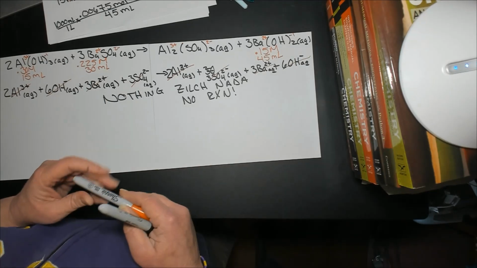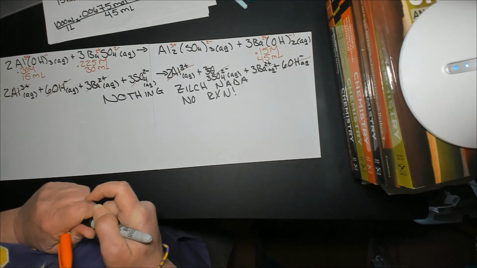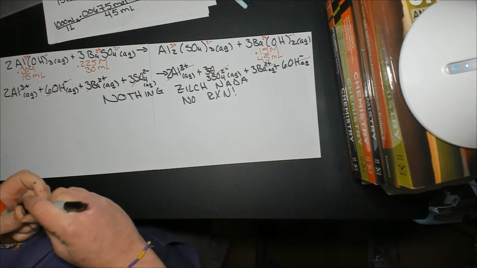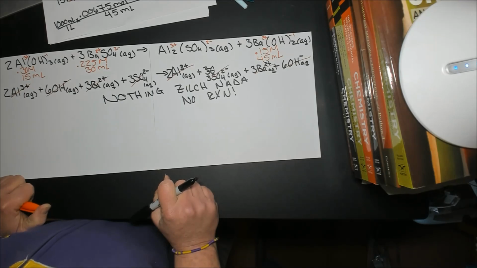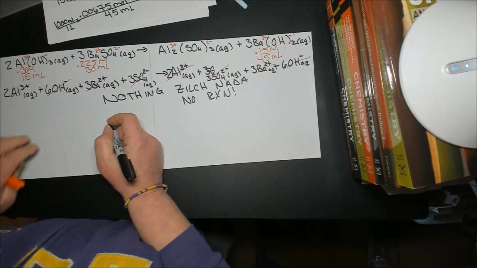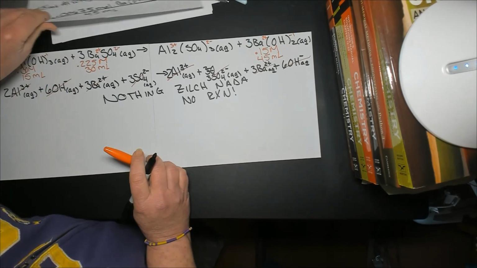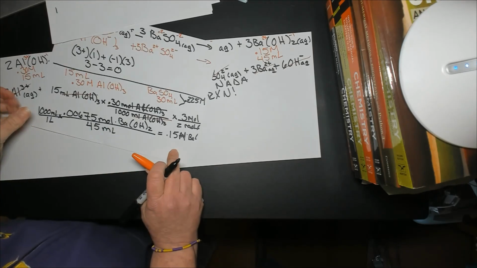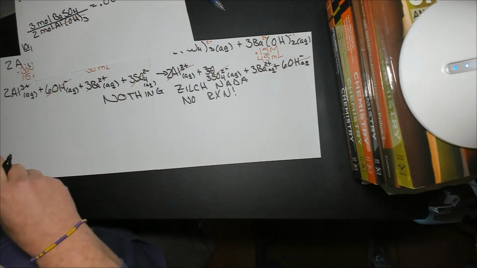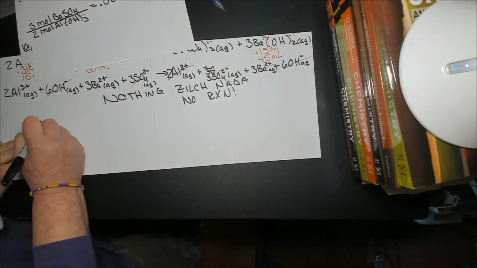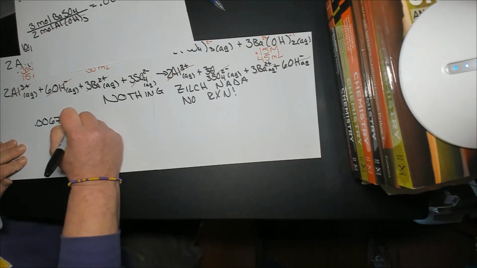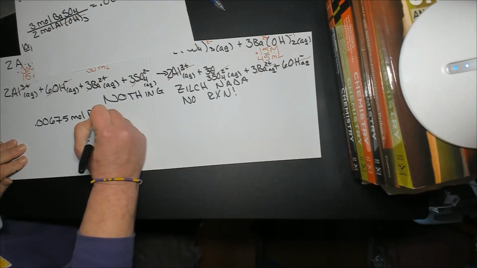Okay? Now, one of the things that I did want to go over, because then this is like, well, we're done. That's not very exciting. Is looking at the concentration of ions that we have in this solution. Well, we determined from the previous reaction that we have 0.00675 moles of BaSO4.